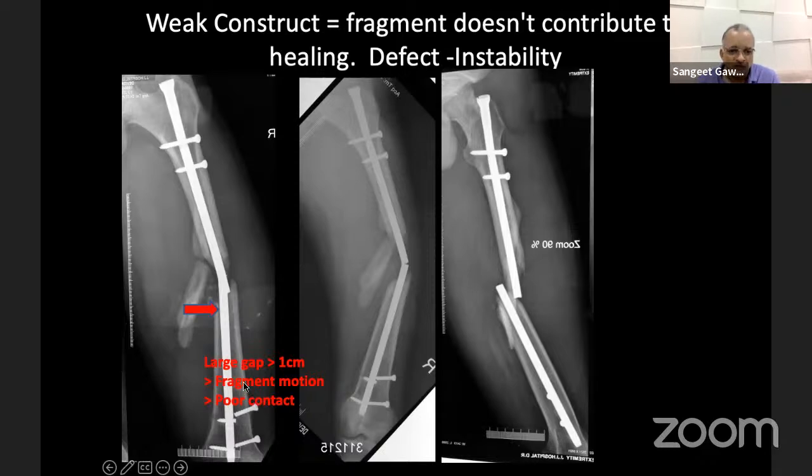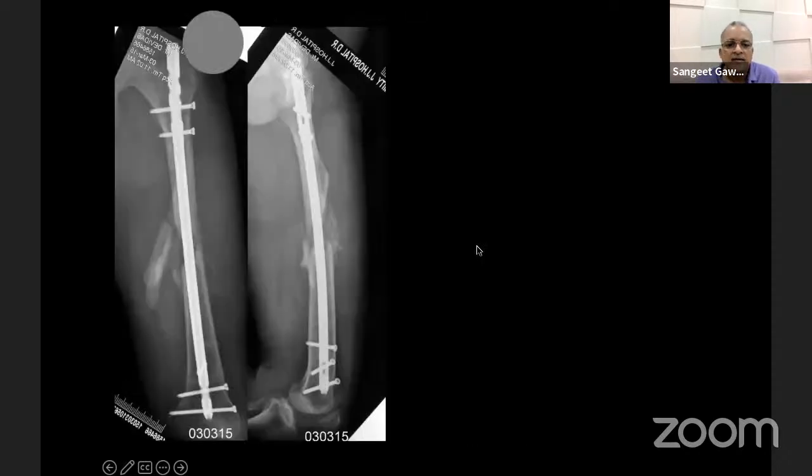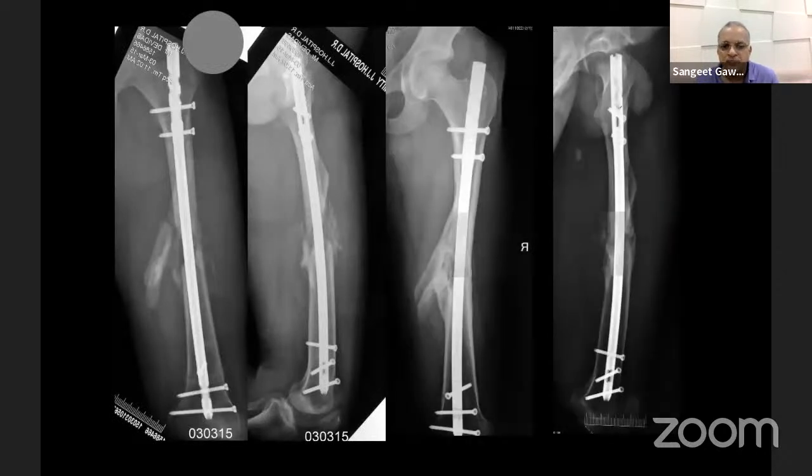So there is a continuous fragment motion which does not allow the callus to form. There is poor contact at both the ends, the proximal and distal end, and that leads to breakage of the distal screws first, and then subsequently the nail is going to break. So when you have a situation like this, with more than a centimeter separation of that butterfly fragment, the incidence of non-union or breakage of implant increases to almost 21%. So this was treated with exchange nailing and grafting. The fragment was left alone like that. And that is at about 6 months, and that completely healed in a year's time.